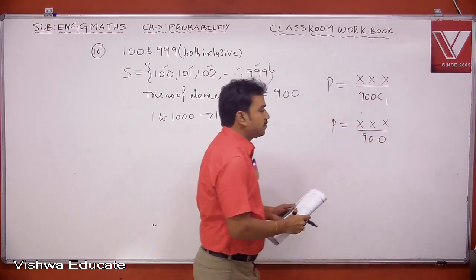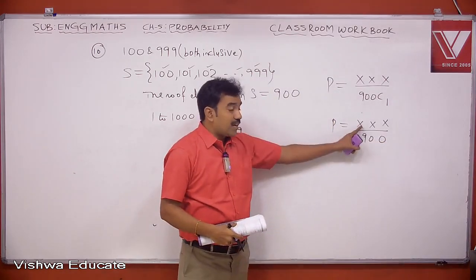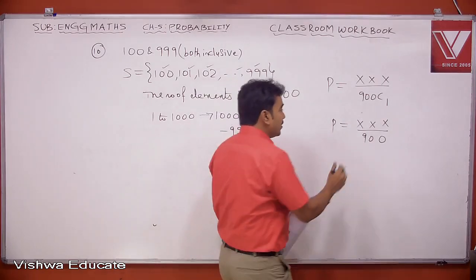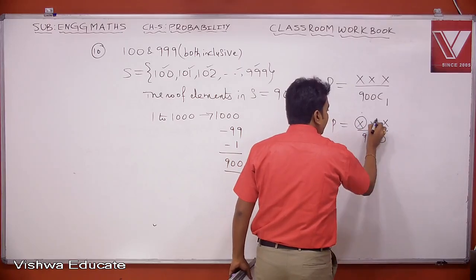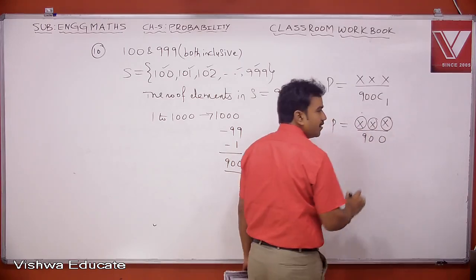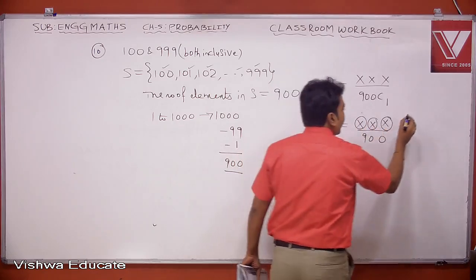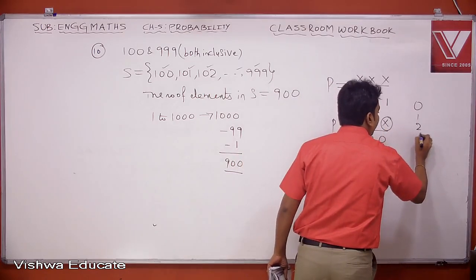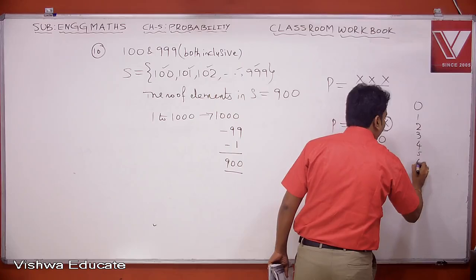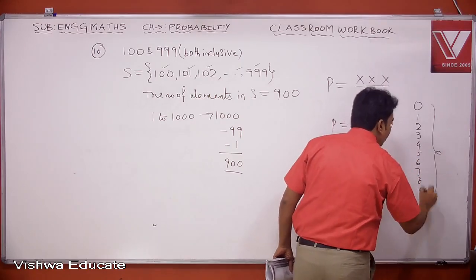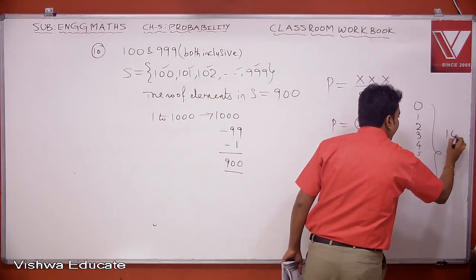Now let us see. Whenever you select a number in S, it should not contain the digit 7. 7 should not be there in any of the three places. Also, a 3-digit number cannot start with 0. The total number of digits in the number system: 0, 1, 2, 3, 4, 5, 6, 7, 8, 9. So totally there are 10 digits including 0.